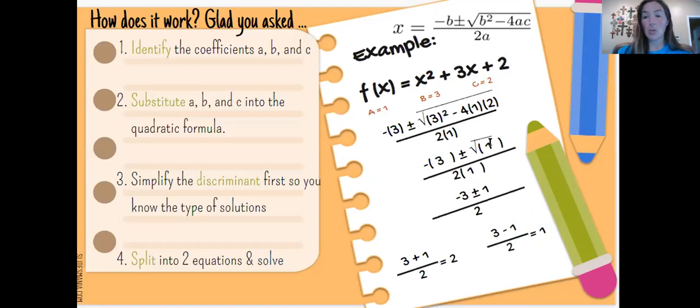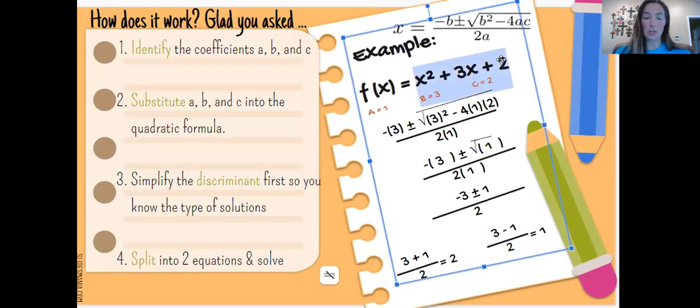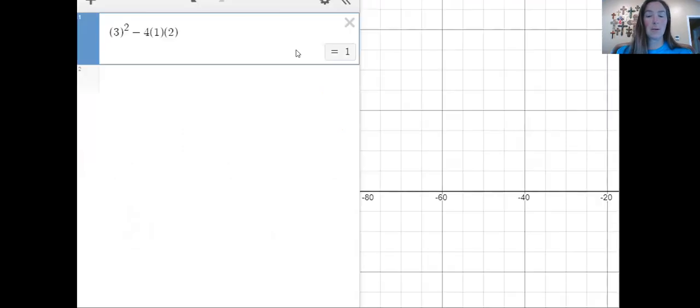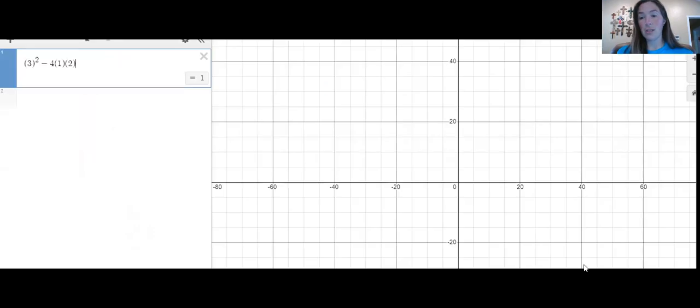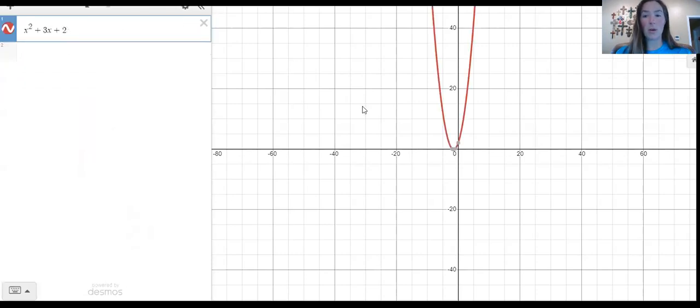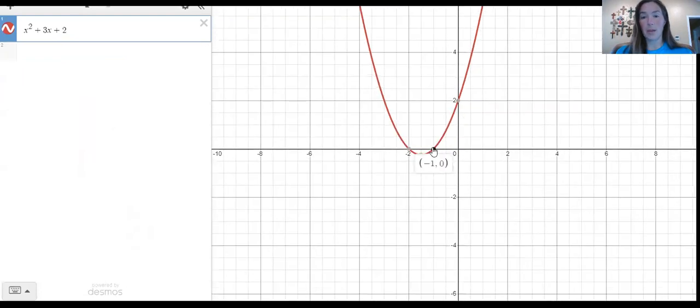Now again, my discriminant was positive, which meant I should get 2 real solutions of 2 and 1. And if I wanted to, I could graph this to check my solutions. So I could go over to Desmos. And if I were to graph the solution, I should get the same answers that I just figured out mathematically. So let me delete that one, type in the new one. I'm going to zoom in just a little bit. And there's negative 1 and negative 2.